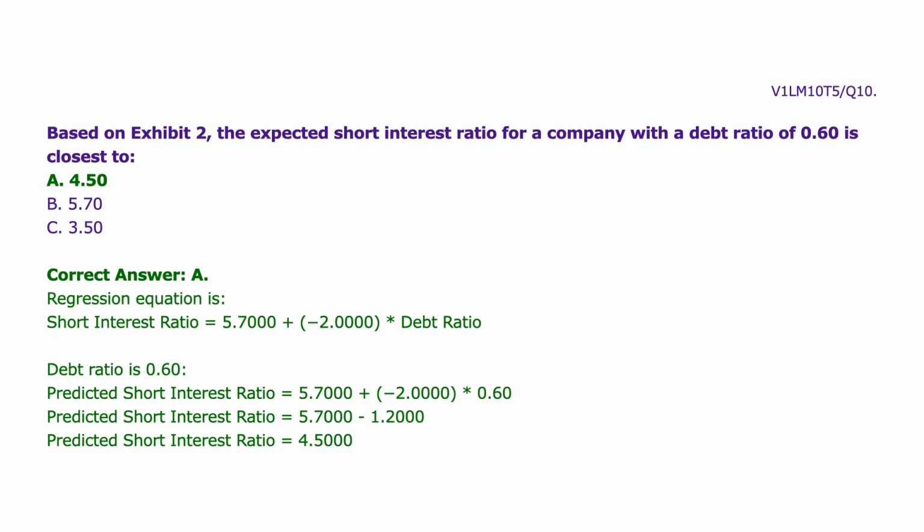Substitute the debt ratio 0.60 into the regression equation from Exhibit 2. The intercept 5.70 is the baseline, and the negative slope, minus 2.00, determines the decrease as the debt ratio increases.